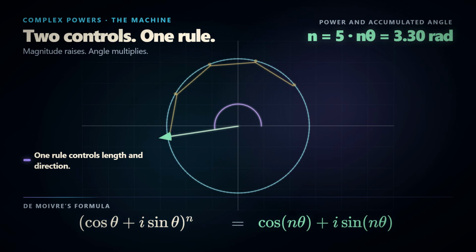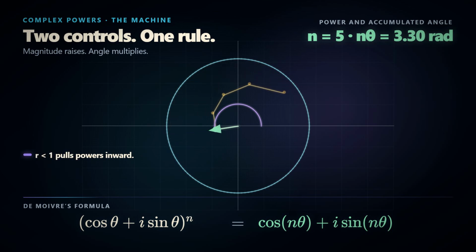Compare the two controls. Increasing n changes length through r to the n, and direction through n theta. Shrink an arrow with r below 1, and successive powers collapse inward. Enlarge one with r above 1, and they surge outward. Hold r at 1, and powers stay on the unit circle, hopping only by angle. Rotation can cycle even while size stays fixed.